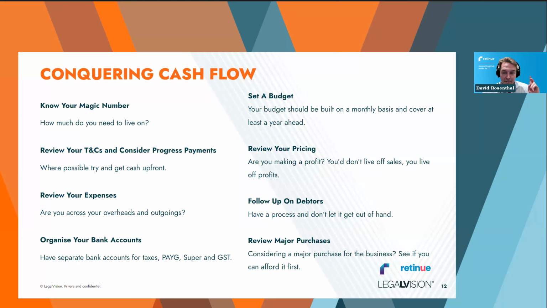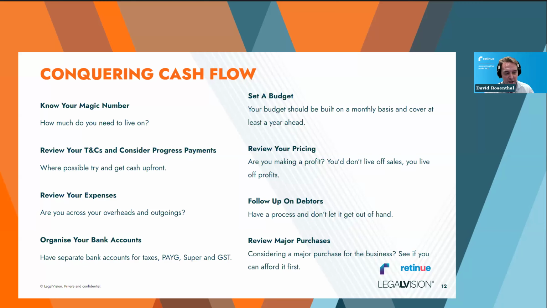Sales is vanity, profit is sanity, but cash flow is king and queen. And the number one reason why businesses fail is because of poor cash flow. And the number one creditor who they always owe money to is the ATO. Time and time again, wherever businesses fail, it's because they don't manage their cash flow properly, and it's always the ATO who gets paid last.